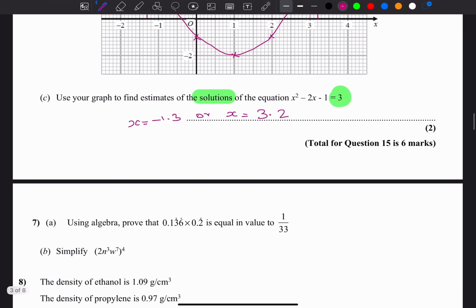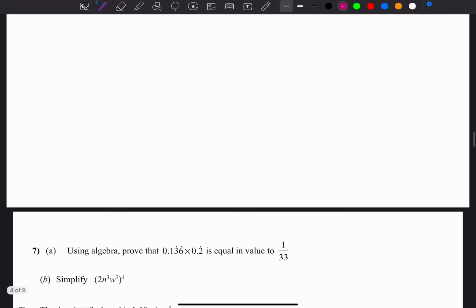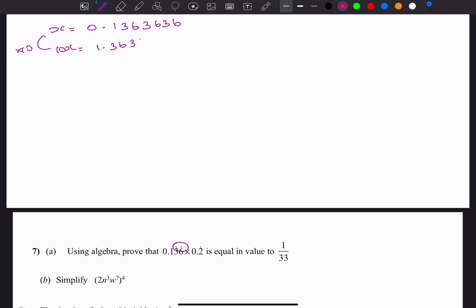I'll do it here. It is using algebra prove that. So let x be 0.1, with 3 and 6 recurring. Can you see the dot on top of the 3 and 6, right? So 3 and 6 is recurring: 3, 6, 3, 6. Times it by 10. That's 10x equals 1.363636. Times it by, because 2 digits are repeating, times it by 100. 10 times 100 is 1000x, is 136.3636.